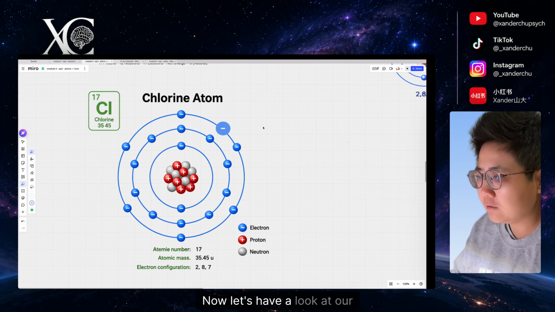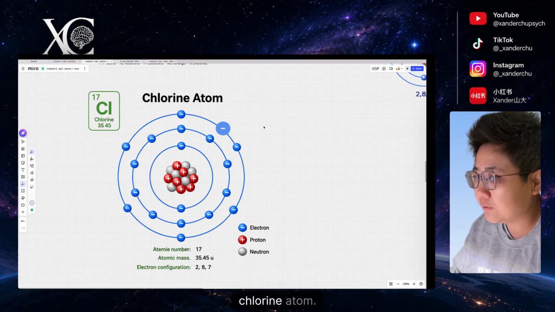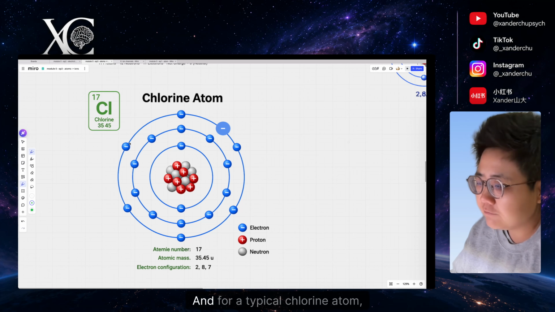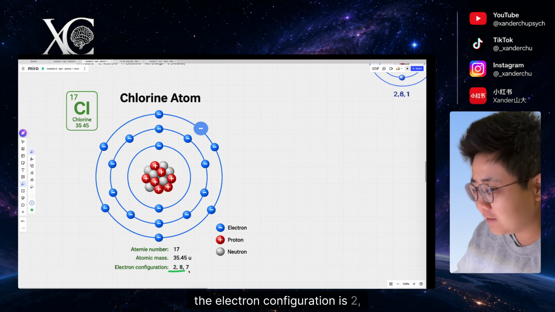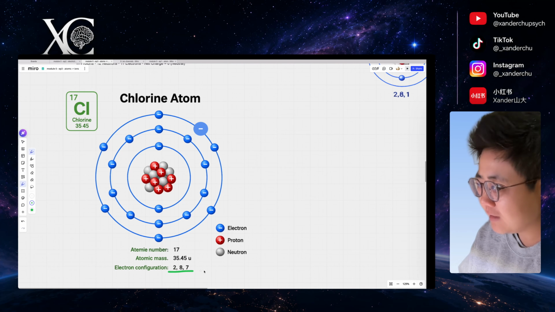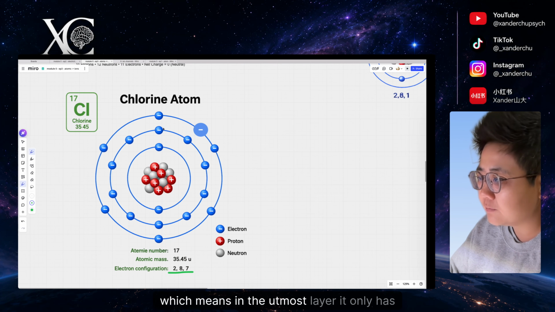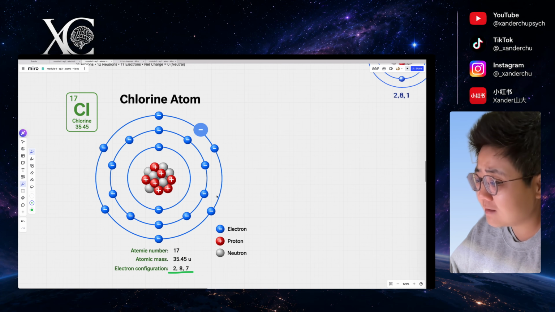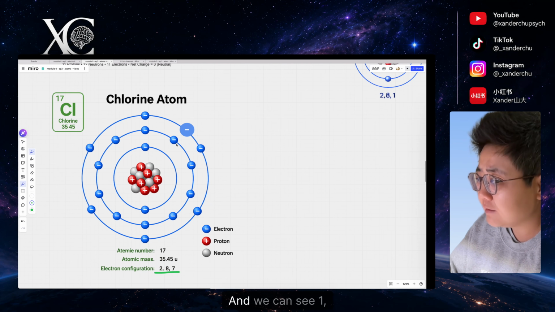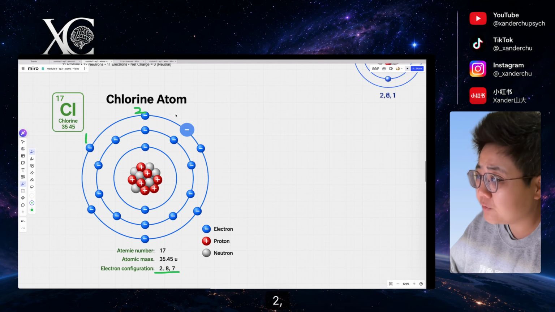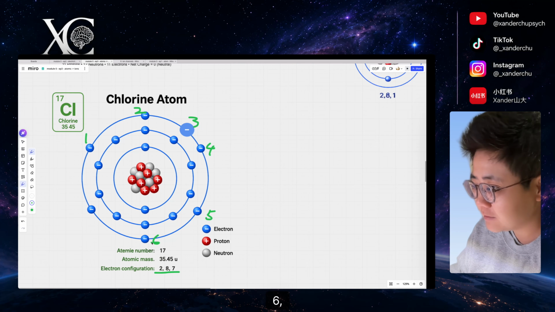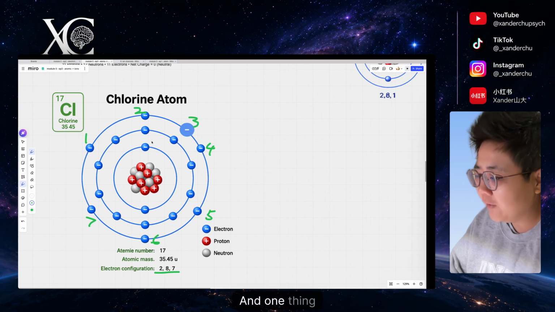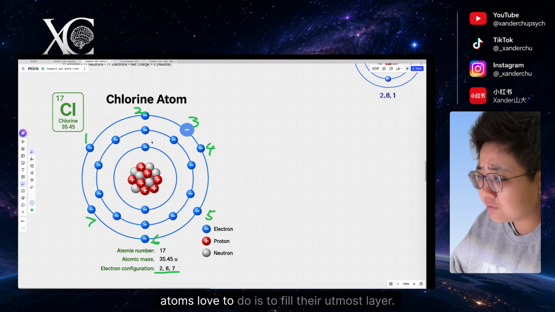Well, let's have a look at our chlorine atom. For a typical chlorine atom, the electron configuration is 2, 8, 7. Which means in the outermost layer, it only has 7 electrons. And we can see 1, 2, 3, 4, 5, 6, 7. And one thing atoms love to do is to fill their outermost layer.